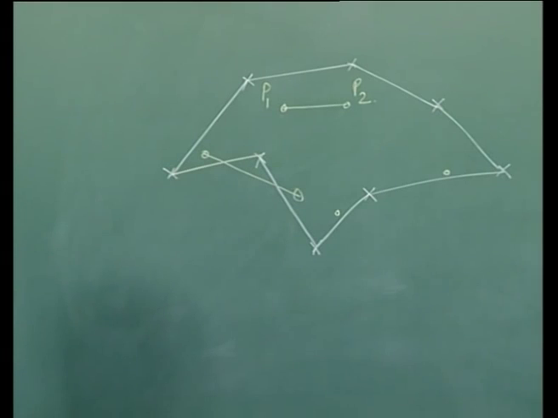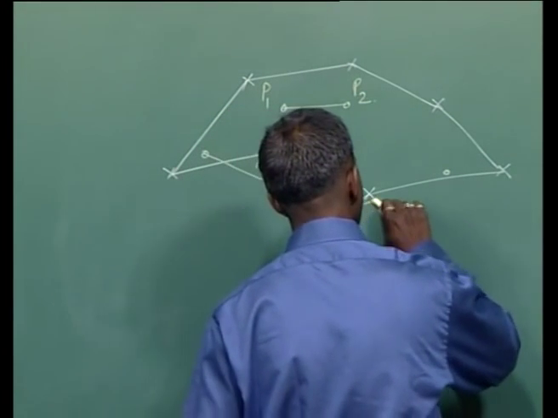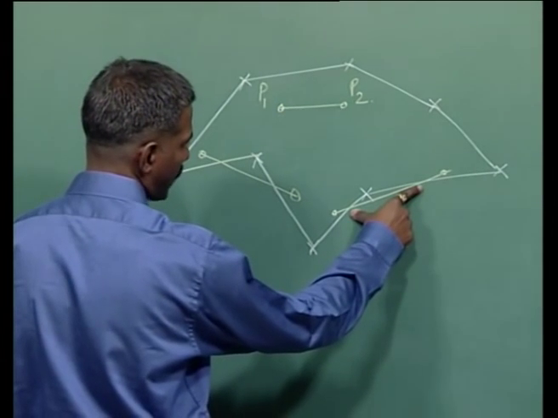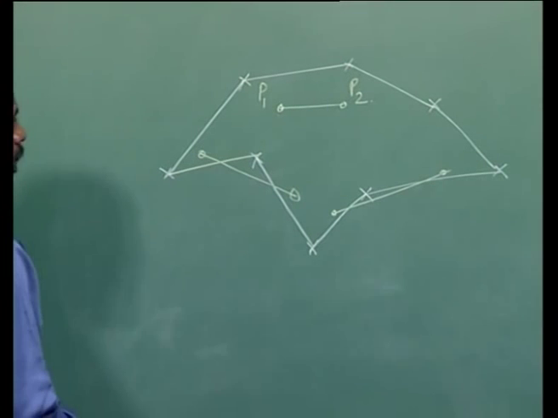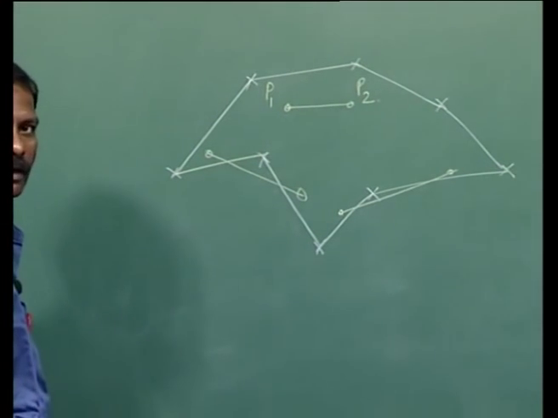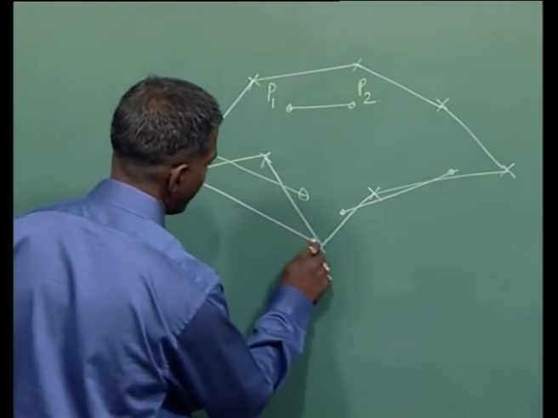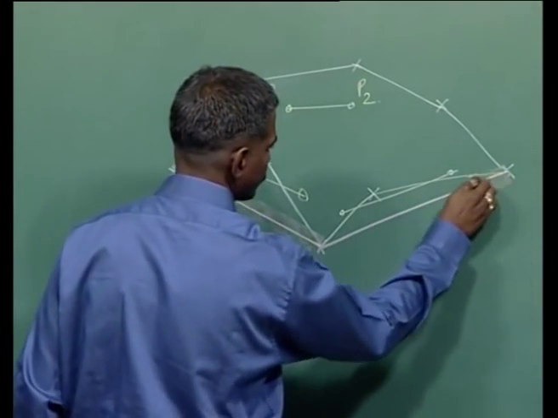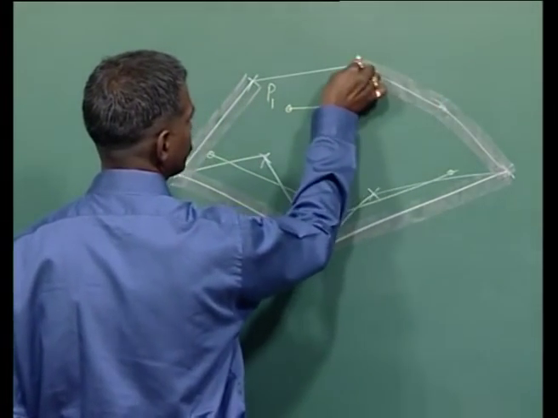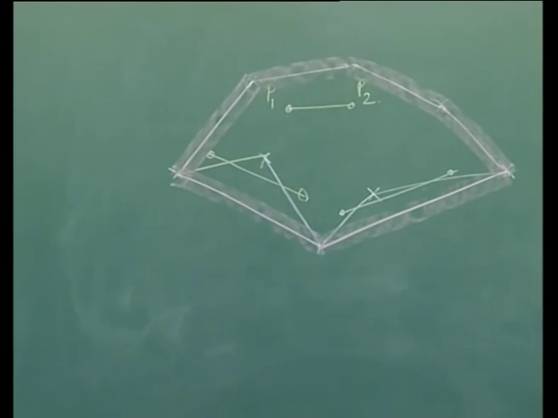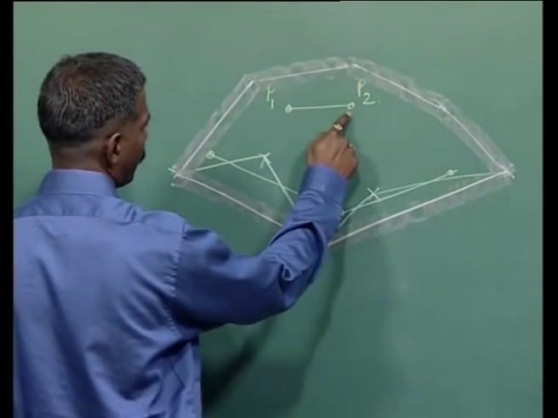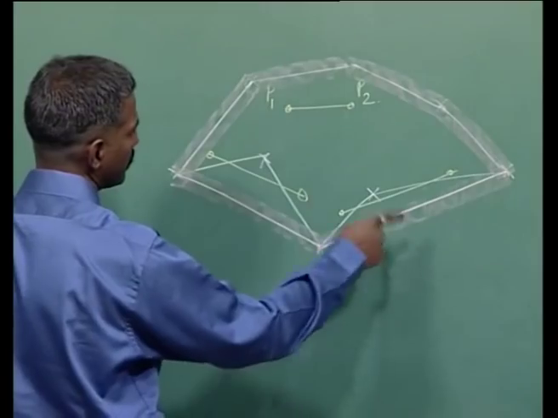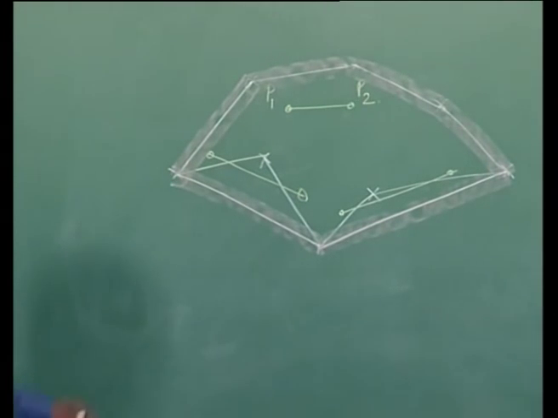Let me choose another set of intermediate points, and let me join them again using a line segment. Once again, this portion of the segment is outside the hull. The actual convex hull, which is unique for a given set of data points, can be sketched like so. You can use this definition and verify that for any two points within this hull, the corresponding line segment joining the two points will always lie within the convex hull.